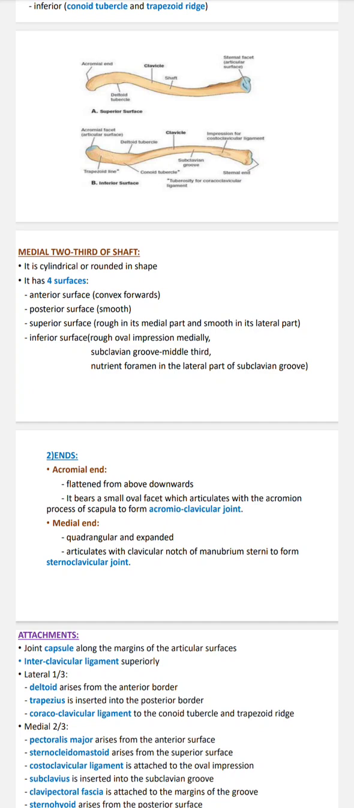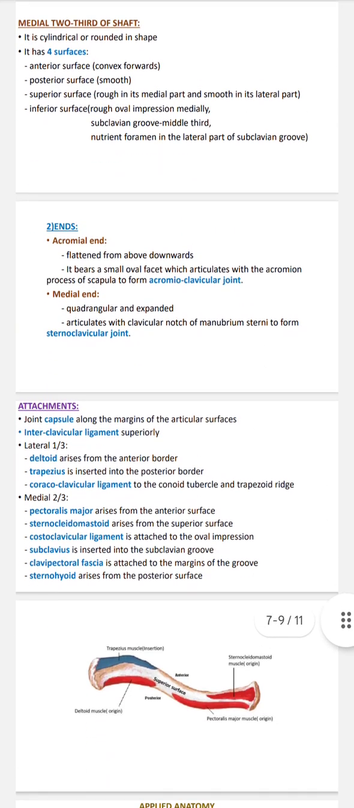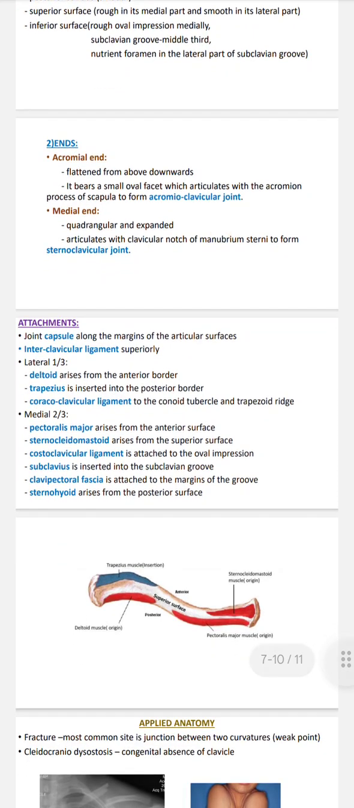So the inferior surface has a rough oval impression medially, and subclavian groove which is present in the middle one-third, and lateral to the subclavian groove there is a nutrient foramen. Next we will see about the ends. So the ends are acromial end and medial end or sternal end.